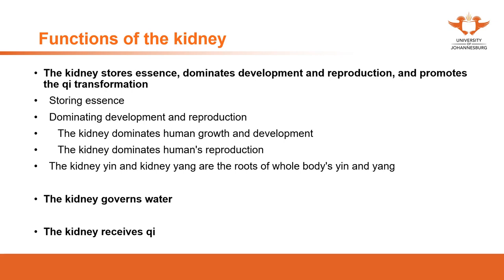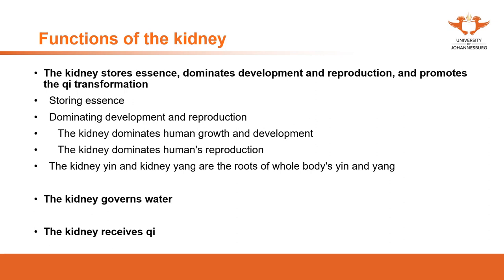Because the kidney qi, kidney yang, and kidney yin are the innate kidney essence, the innate kidney yin and kidney yang. So we also say that the kidney yin and kidney yang are the roots of the body yin and yang. All other yin and yang in other organs are based on the kidney yin and yang.